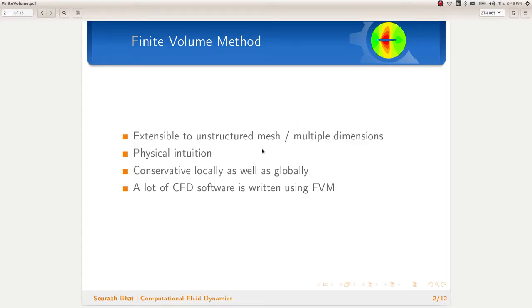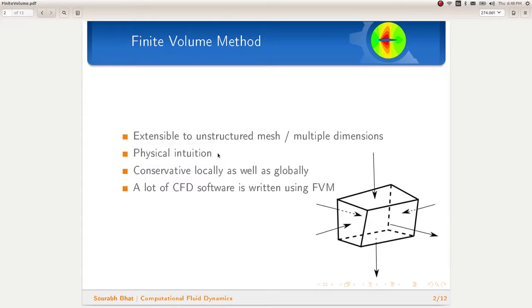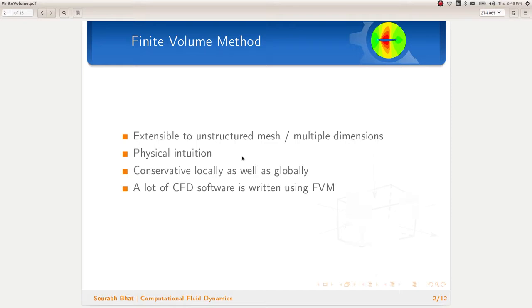A discretized formula after applying the finite volume method reads like the physical statement itself. A finite volume formula in plain English reads something like this: the amount of stuff entering a volume minus the amount of stuff leaving out from the volume must equal the rate at which the stuff is growing inside the volume. It is as simple as that, and thus has a nice physical intuition to it.